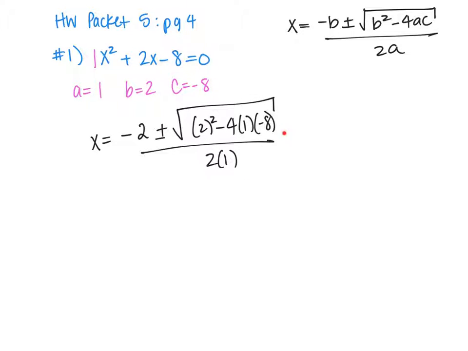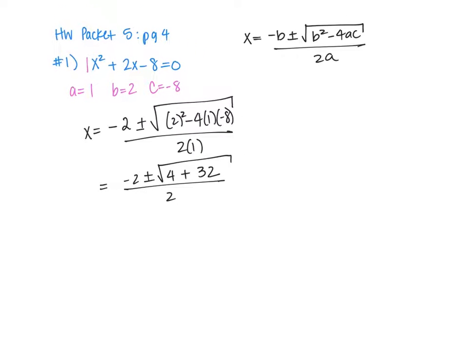So all I have to do now is simplify. So maybe I'll multiply the bottom here, which would make it a 2 in the bottom. The top, I have a negative 2 plus or minus the square root. Let's clean up the square root here. So 2 squared gives me 4. Right? And then I have 3 terms to multiply. So let's multiply the numbers first. So 4 times 1 is 4. 4 times 8 gives me 32. But notice here there's a negative sign here and there's a negative sign here. So 2 negatives make a positive.